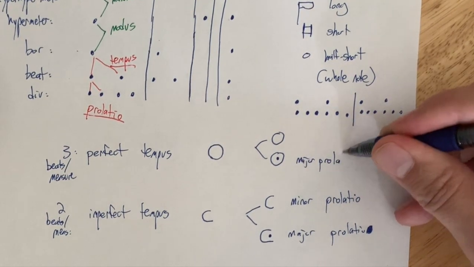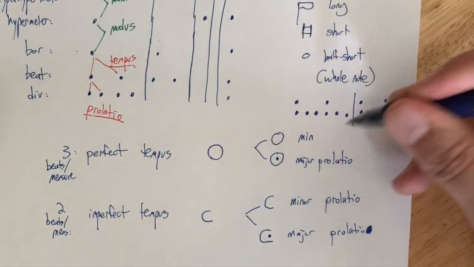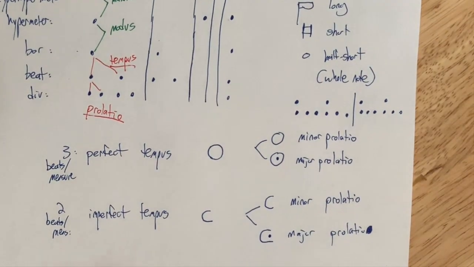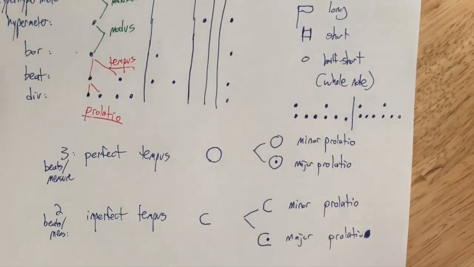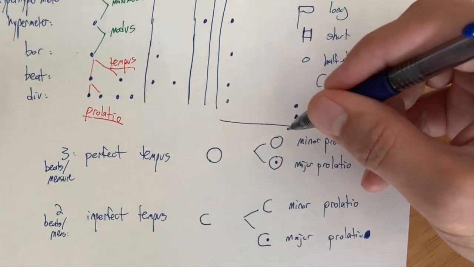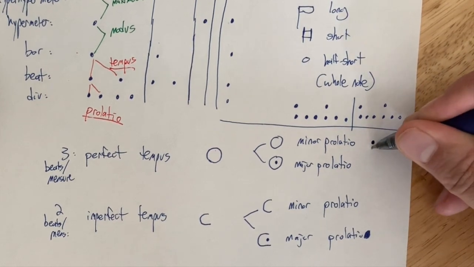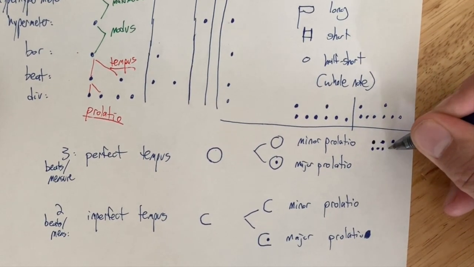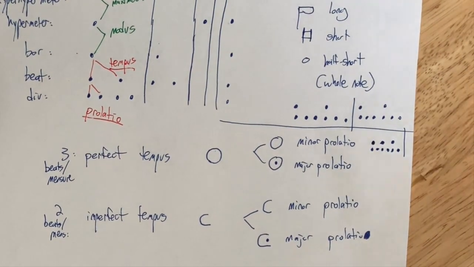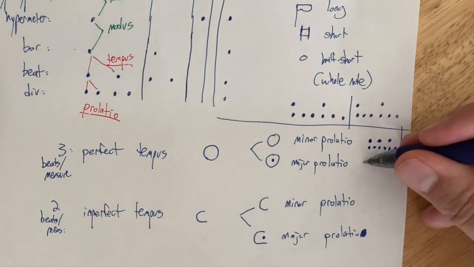And a circle without a dot is perfect tempus with minor prolatio. And so the way these all end up looking, when we're going to talk about these dot diagrams, right? A perfect tempus with minor prolatio means there are 3 beats a bar, and each beat divides into 2s. So the 3 beats a bar is because it's a perfect tempus. The dividing into 2s is because it's a minor prolatio.